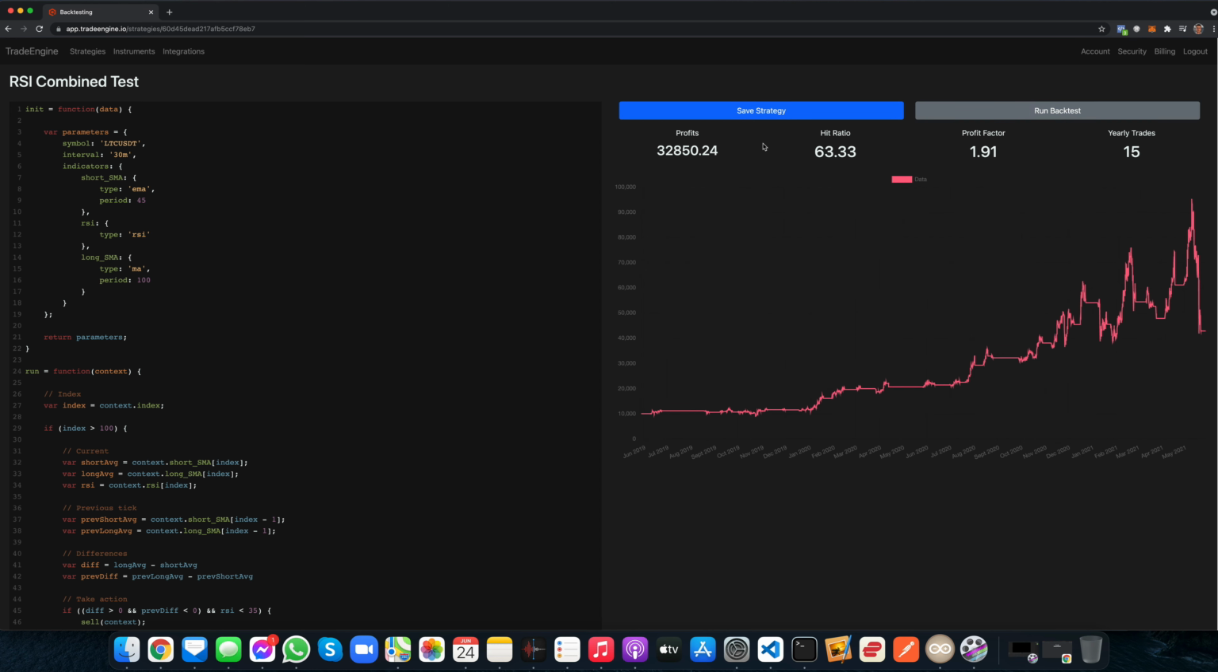All right, so we have the results of our backtest, and you can see that this nearly tripled the profit, with a much better profit factor and hit ratio. Of course, the number of trades decreased, because as we combine those two indicators, we are asking for confirmation by the other indicator. So we reduce the number of trades that we do per year, but we really improve our profits and the other indicators. So that was an example of how easy it is to combine two indicators inside TradeEngine to have better algorithmic trading performance.